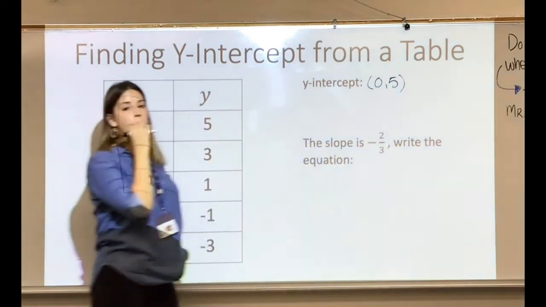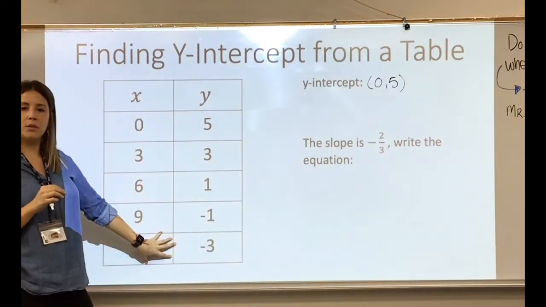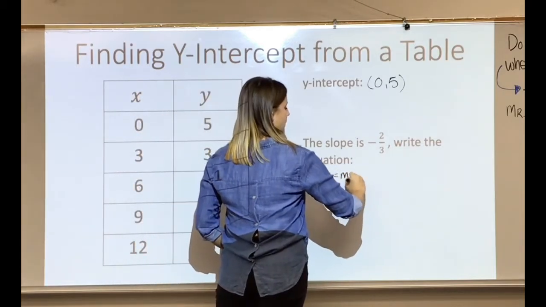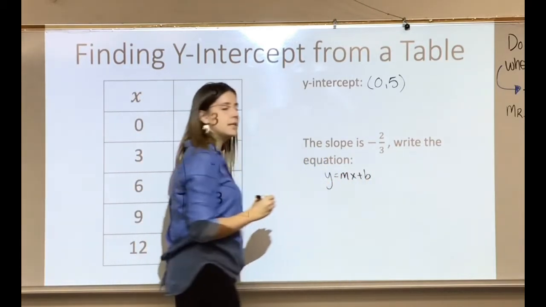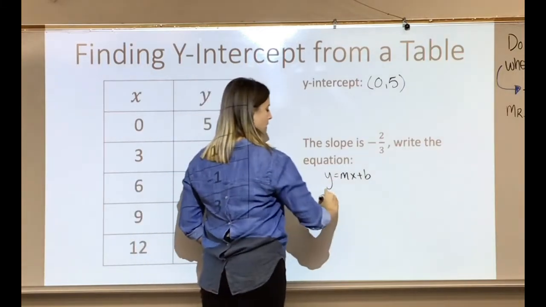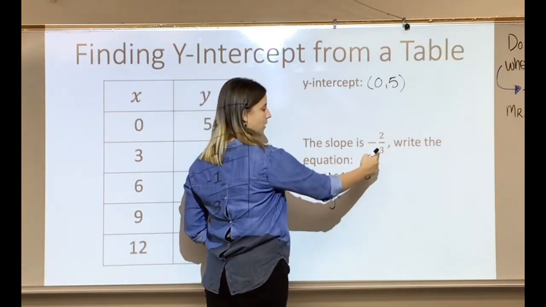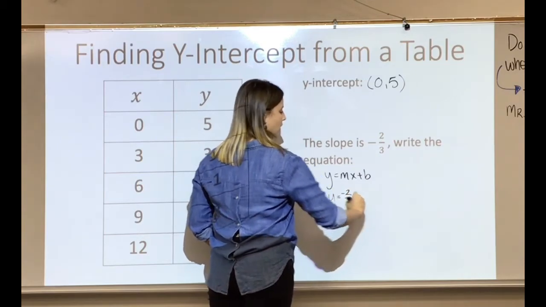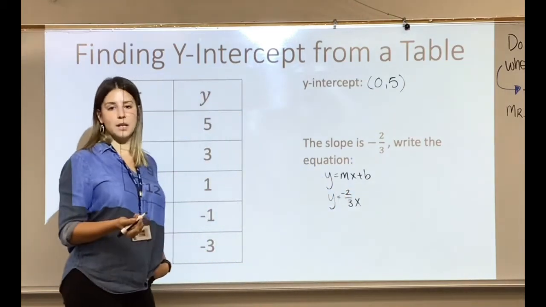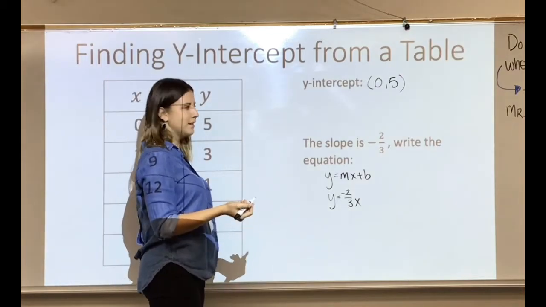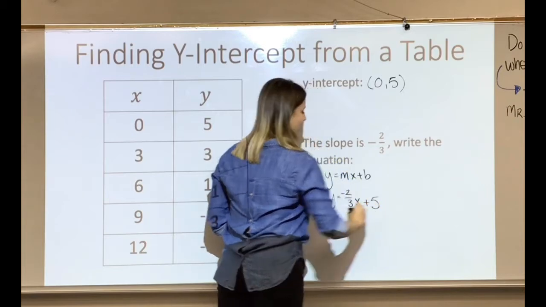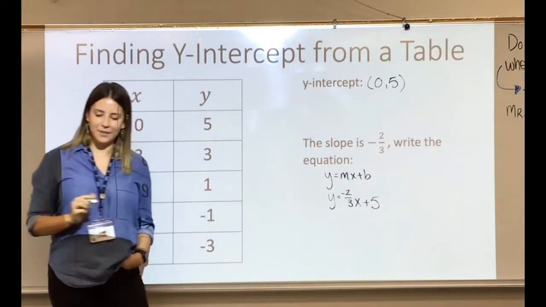I'm telling you the slope of this table is -2/3, so we're going to write the equation. Y equals mx plus b. M stands for slope. So we have y equals our slope, or our movement, is negative 2/3. Put the x next to it, because the x goes next to slope. And then my y-intercept is 5, so we're going to throw the +5 at the end.